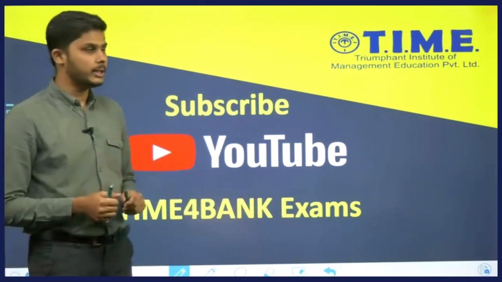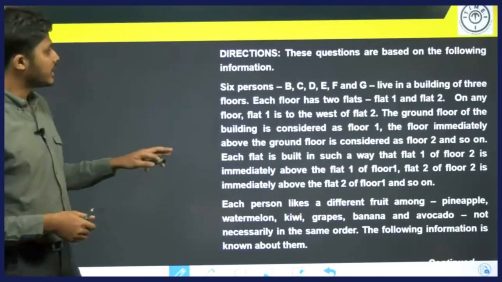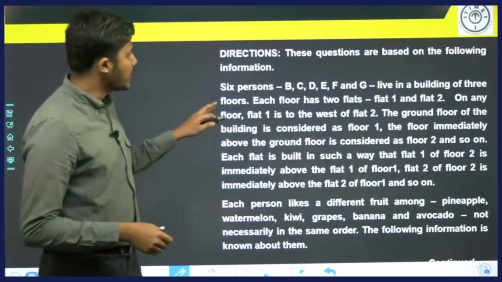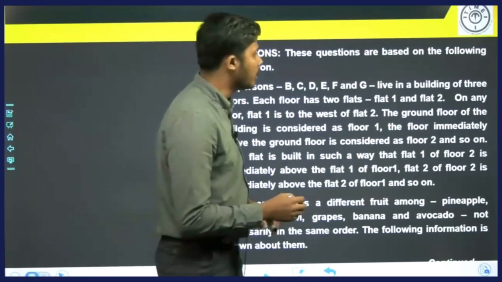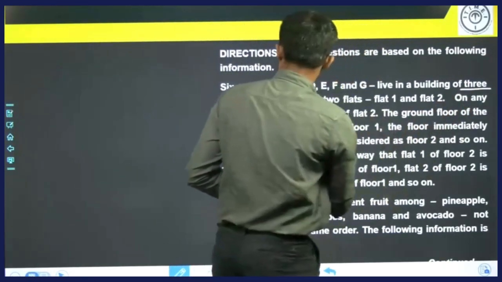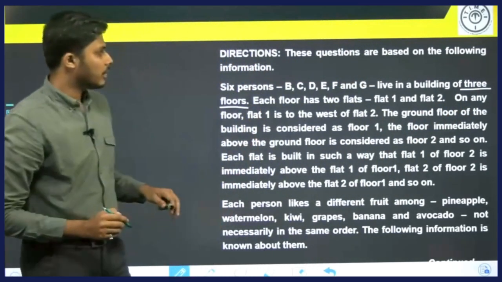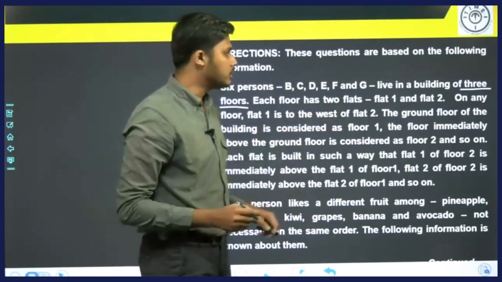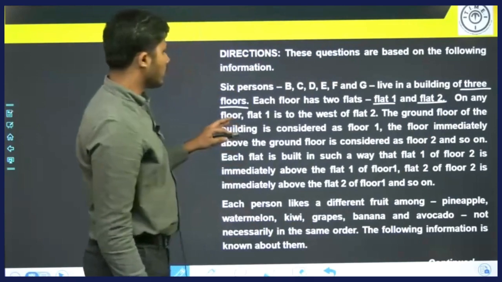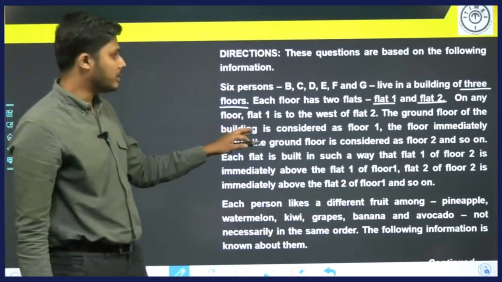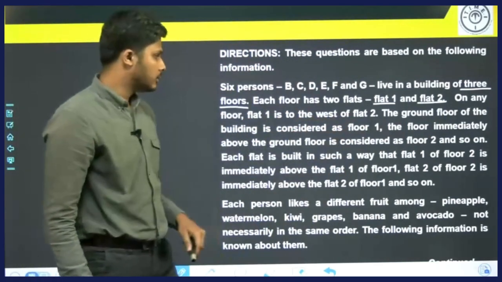So let's look at the question. So let's read it. We are given that 6 persons B, C, D, E, F and G live in a building of 3 floors and each floor has 2 flats, flat 1 and flat 2. On any floor, flat 1 is to the west of flat 2.